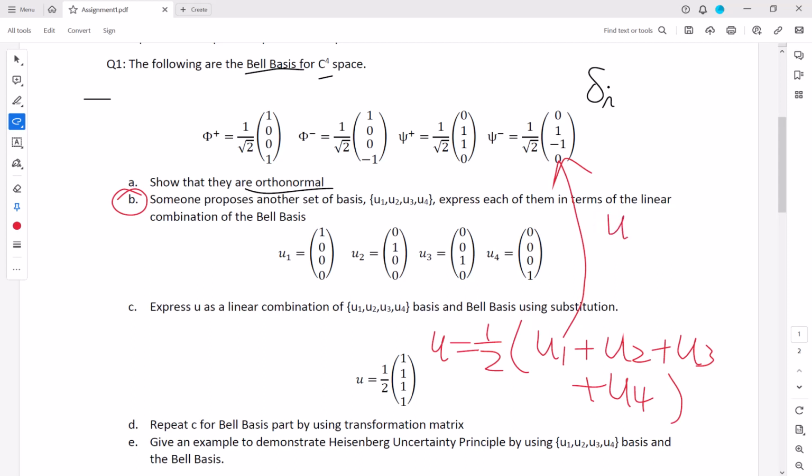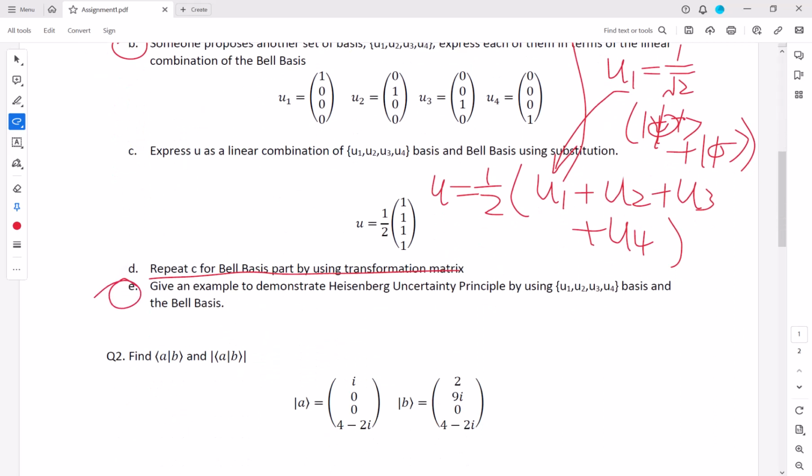Just now we said U1 equals 1 over square root 2 times psi plus, phi plus, phi minus. We just say that, right? You just substitute this into U1 and do the same thing for U2, U3, and U4. Then you are expressing U in terms of the Bell basis already, right? But this is troublesome. That's why I asked you in part B to use the transformation matrix that I will teach on Wednesday.